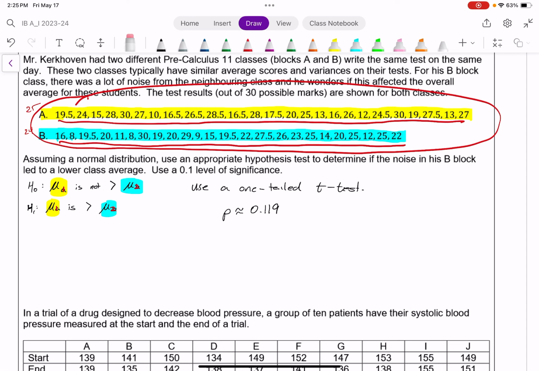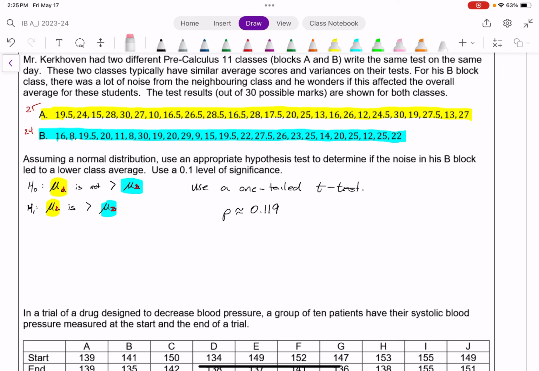And again, all the work I just mentioned, you need to be clear with your GDC. It's not difficult, it just takes a bit of practice. And again, we're setting up for this. We want to find the probability that mu1 is greater than mu2.